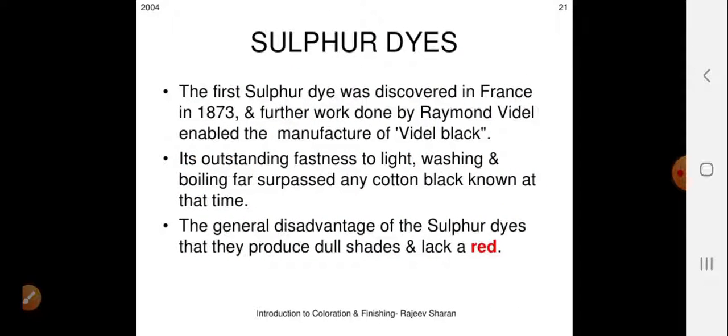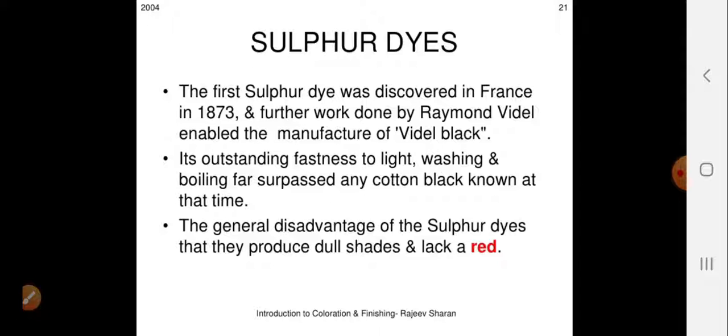The first sulfur dye was discovered in France in 1873, and further work was done by Raymond Vidal, which enabled the manufacture of Vidal Black. So from his name, the name Vidal Black has come up. Its outstanding fastness to light, washing and boiling far surpassed any cotton black known at that time. So it was the very first time that some dye was showing all these properties.